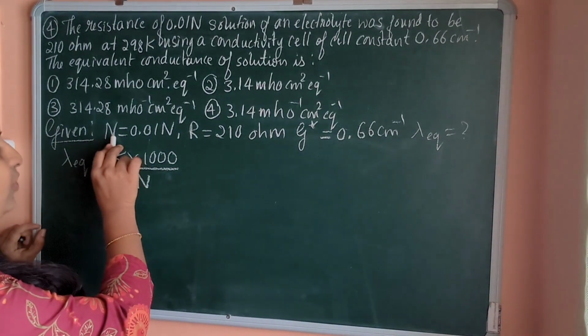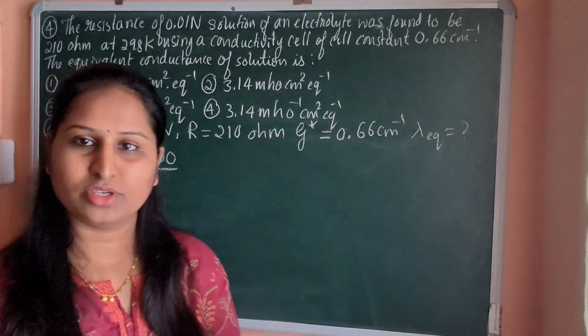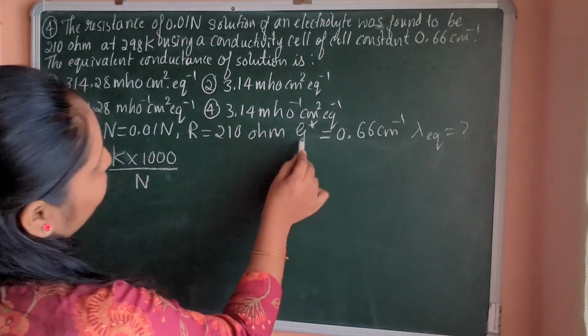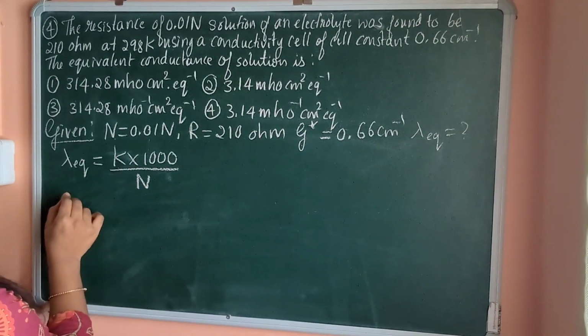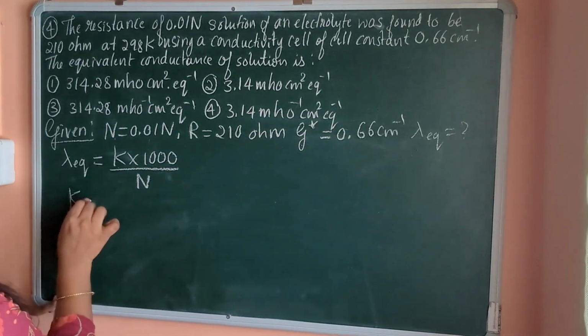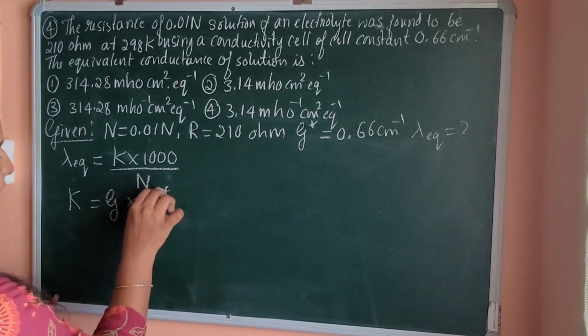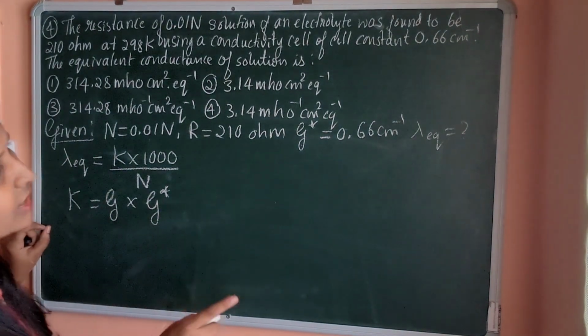We have the N value here, but we don't have the K value, that is, the specific conductance value is not given in the question. But they have given the value of G star, that is, the cell constant value. So we'll take the formula K is equal to G into G star. But again, they have not given this G value, that is, the conductance value.